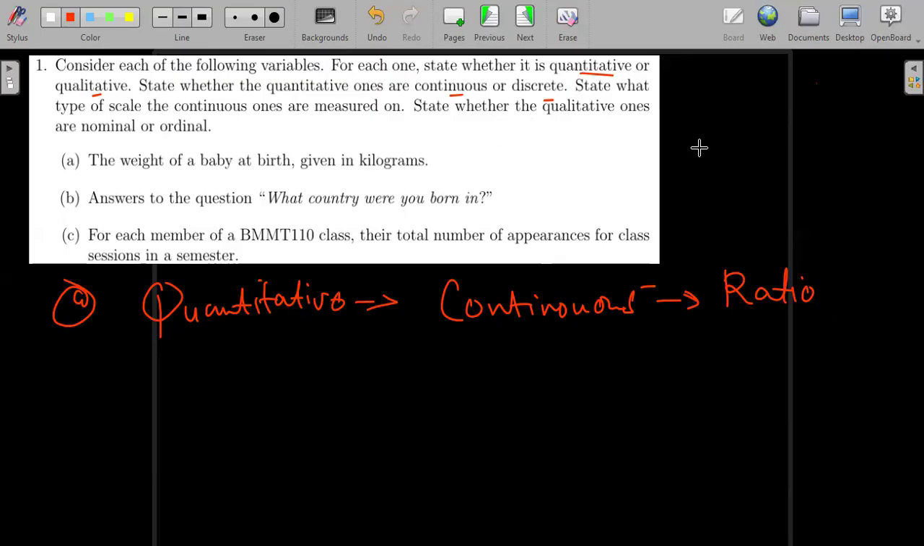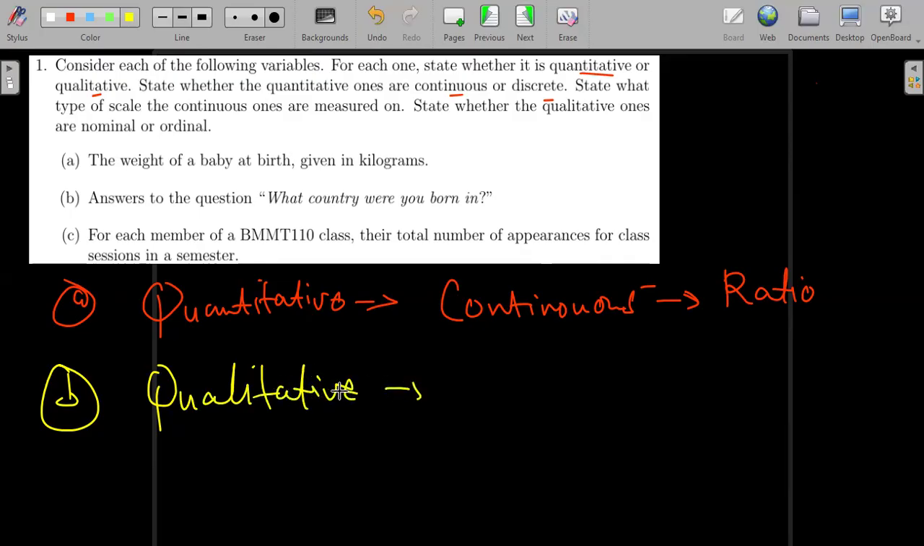They're saying state whether the qualitative ones, so this one is not here because this one is the quantitative. So we go to B, answers to the question, what country were you born in? So how can we categorize the answers to the question, what country were you born in? We see that that one is just simply qualitative, because it does not involve any number. There's no numeric value there. So it is qualitative.